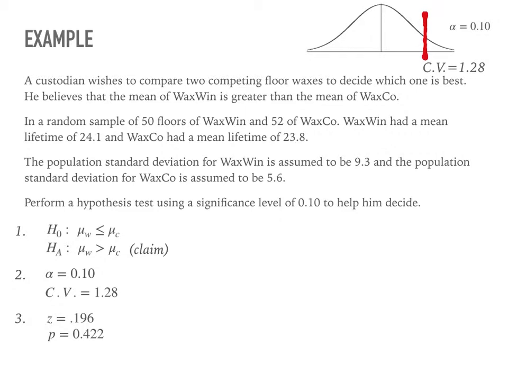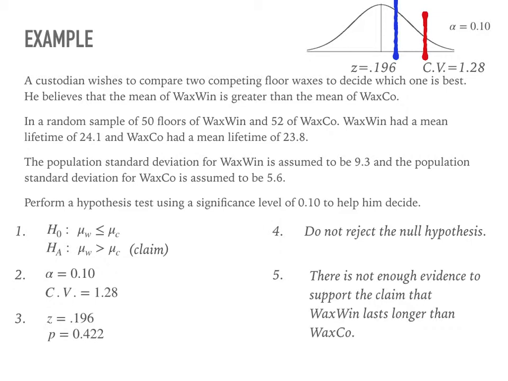Using our calculator, performing the 2-SampZTest, we find that z equals 0.196 and p equals 0.422. So from this, we see that z is not in the tail area, and we see that alpha is not greater than p, so we're able to make the decision, do not reject the null hypothesis. Thus, our sentence will state there is not enough evidence to support the claim that Waxwin lasts longer than Waxco.